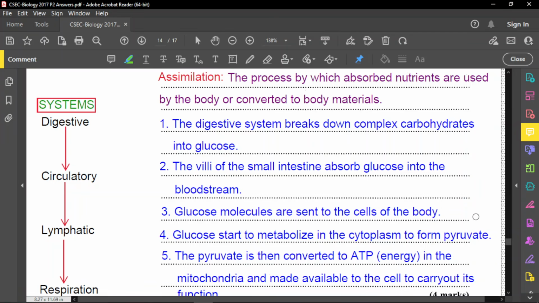And then glucose starts to metabolize in the cytoplasm to form what they call pyruvate. That's the first part of the respiration process.